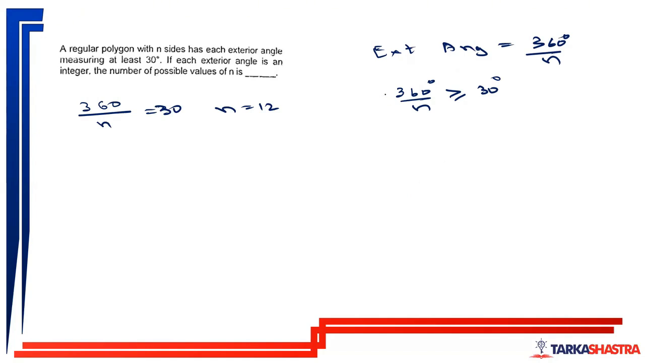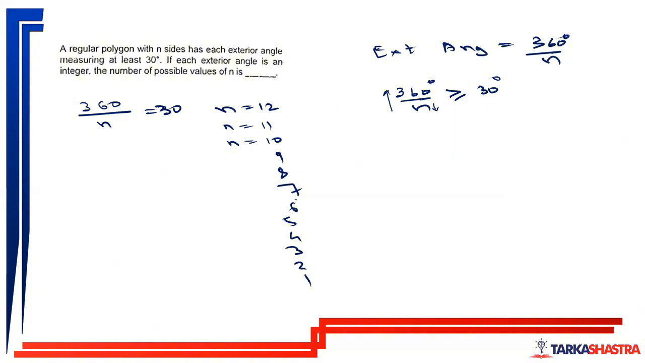Now, I want the value of this fraction to increase. Why? Because it should be greater than 30. For that, the value of n should decrease. Yes or no? If the value of the denominator decreases, the value of the fraction increases. Simple as that. So n is equal to 11 will also work for me. N is equal to 10 will also work for me. 9, 8, 7, 6, 5, 4, 3, 2, 1. All these values of n will give me exterior angle as greater than 30.